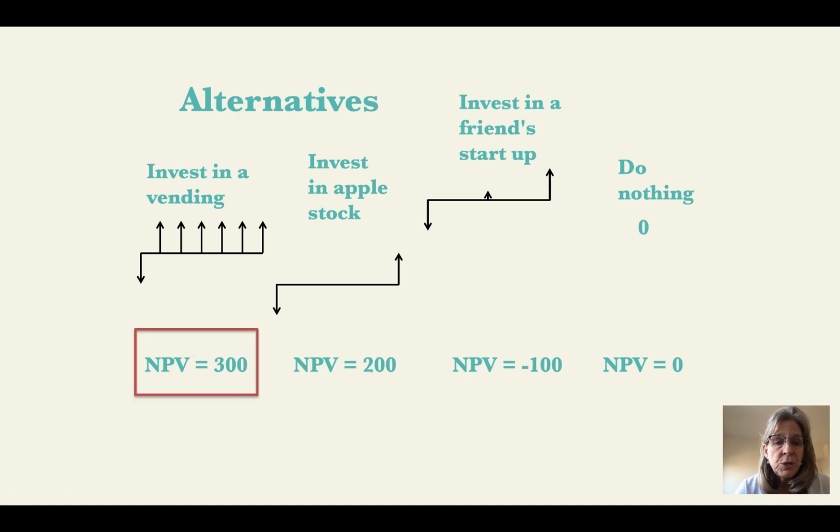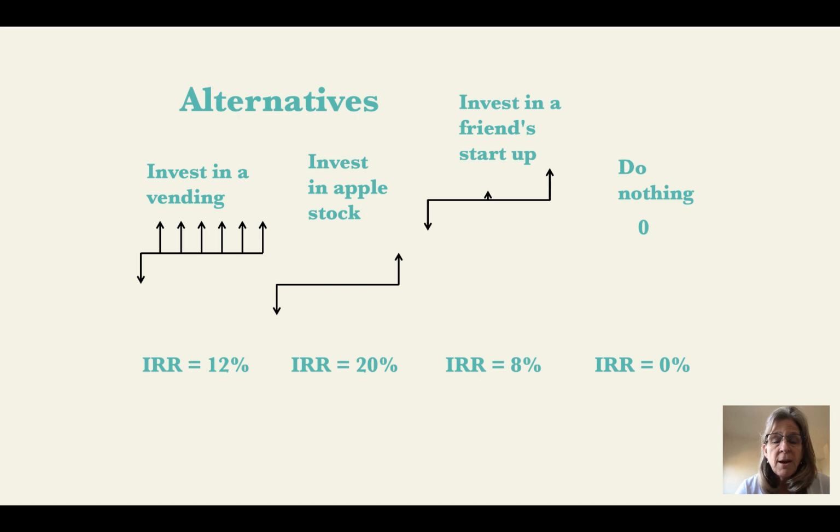But when we do a calculation for IRR, what ends up happening is we have an internal rate of return here that's 20%. So if we just chose the highest internal rate of return, we would say we would invest in Apple stock. And that's actually not the right answer. The right answer is investing in a vending machine. NPV is a thing that always gives you the right answer.